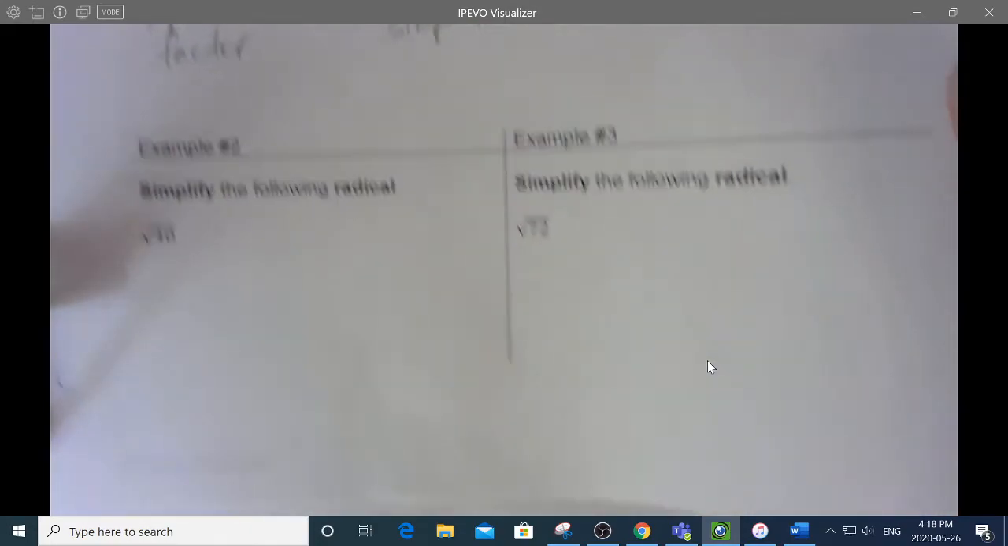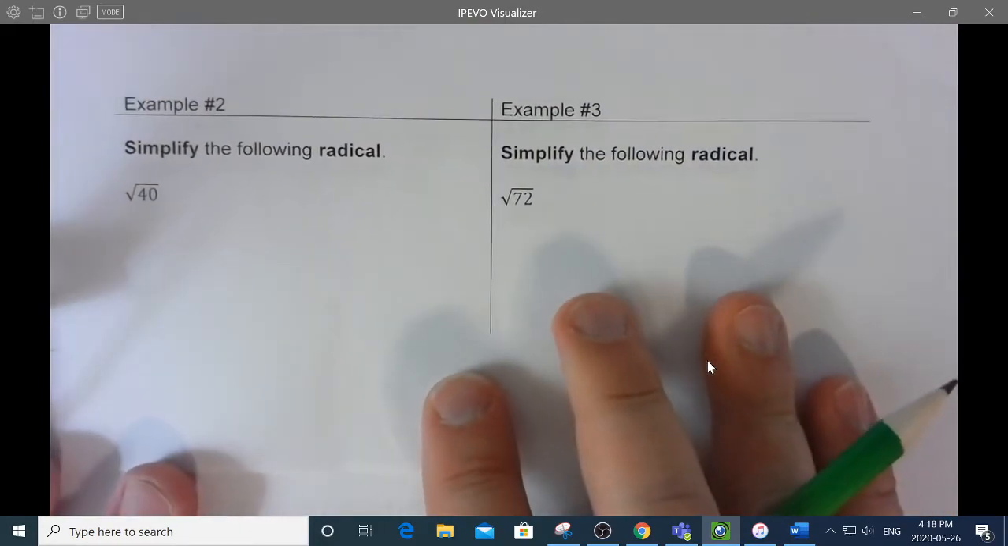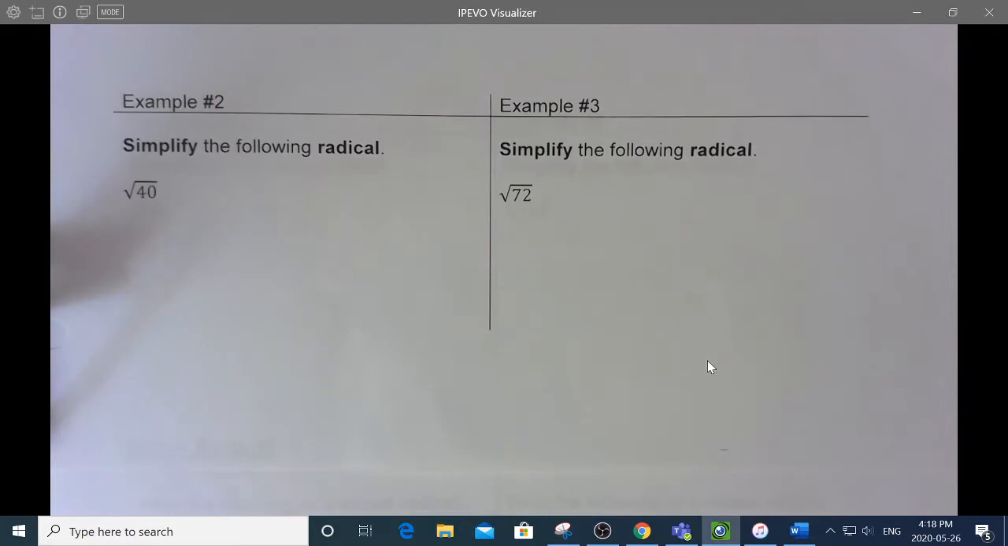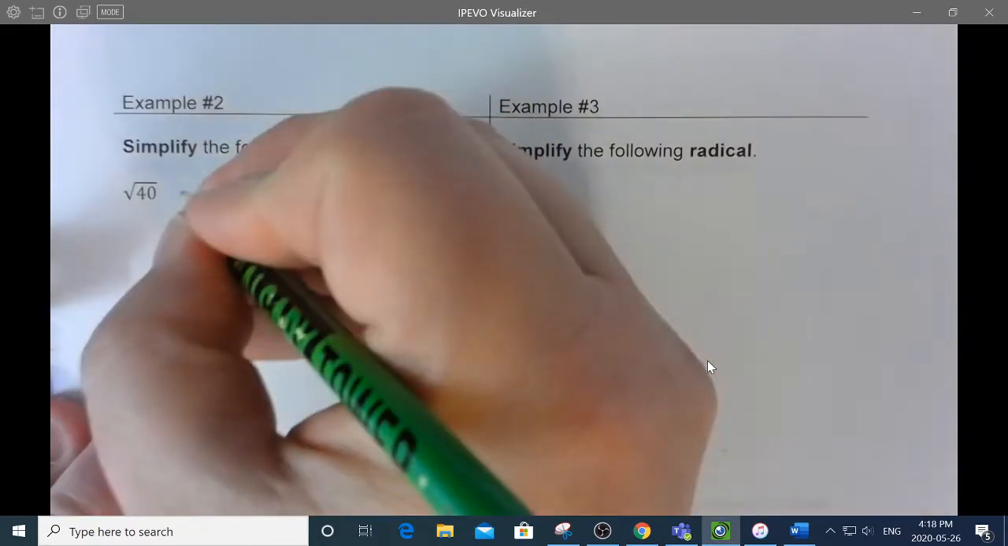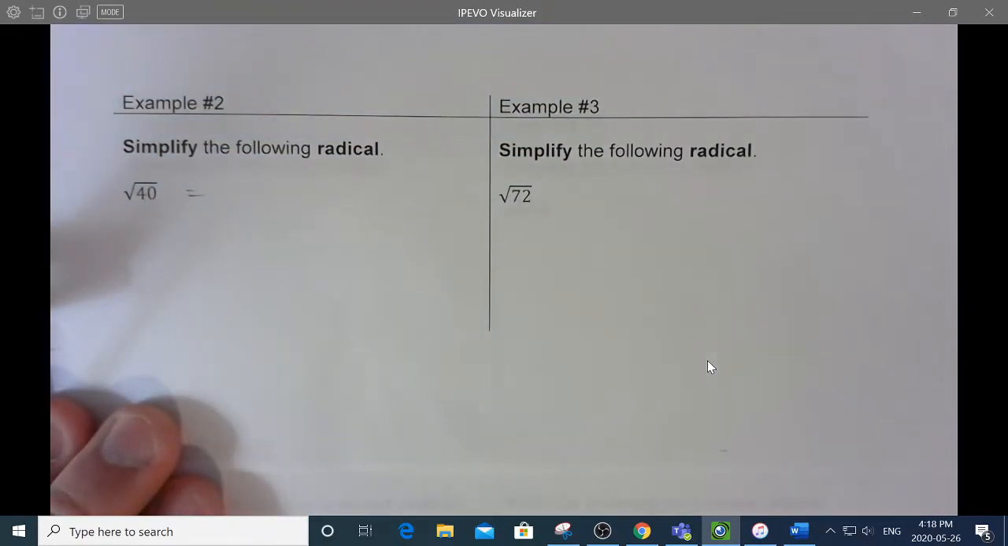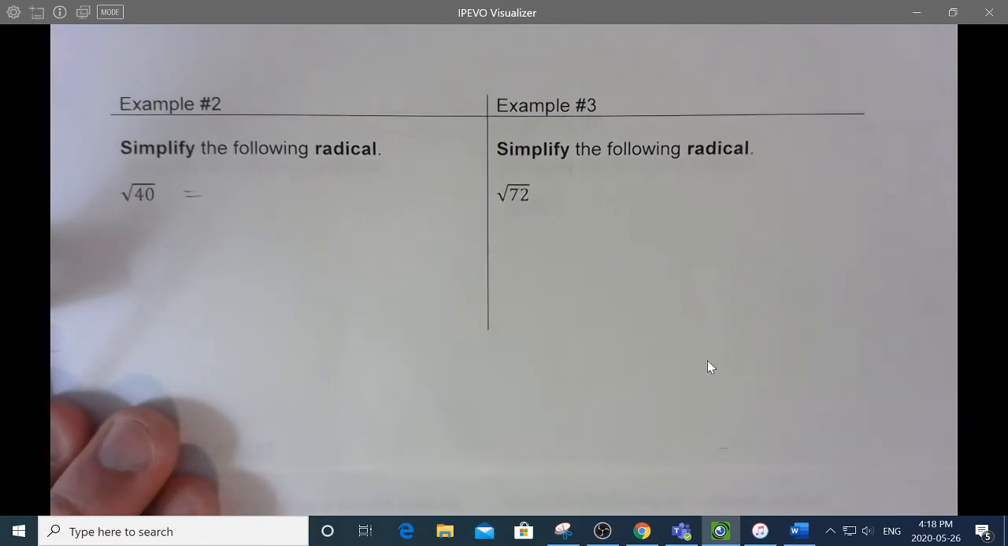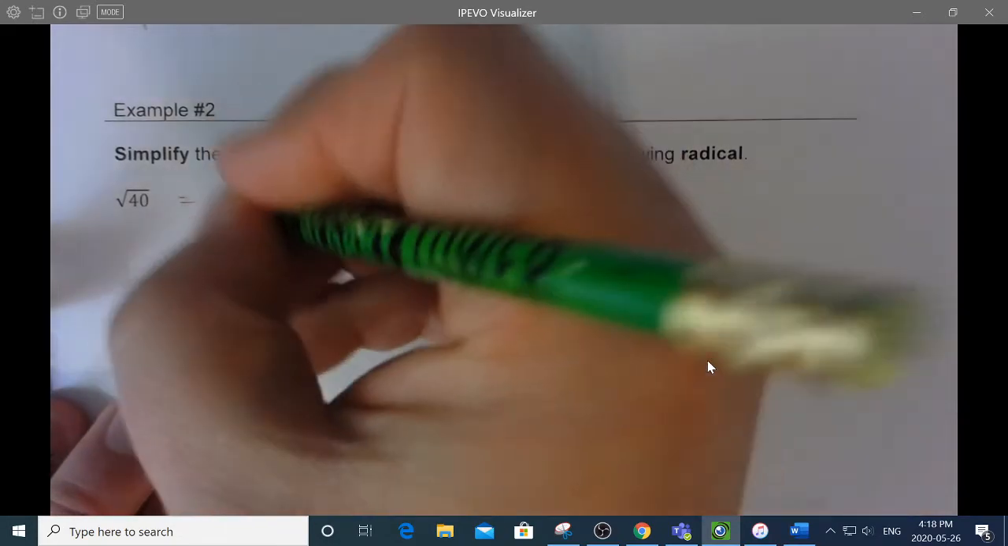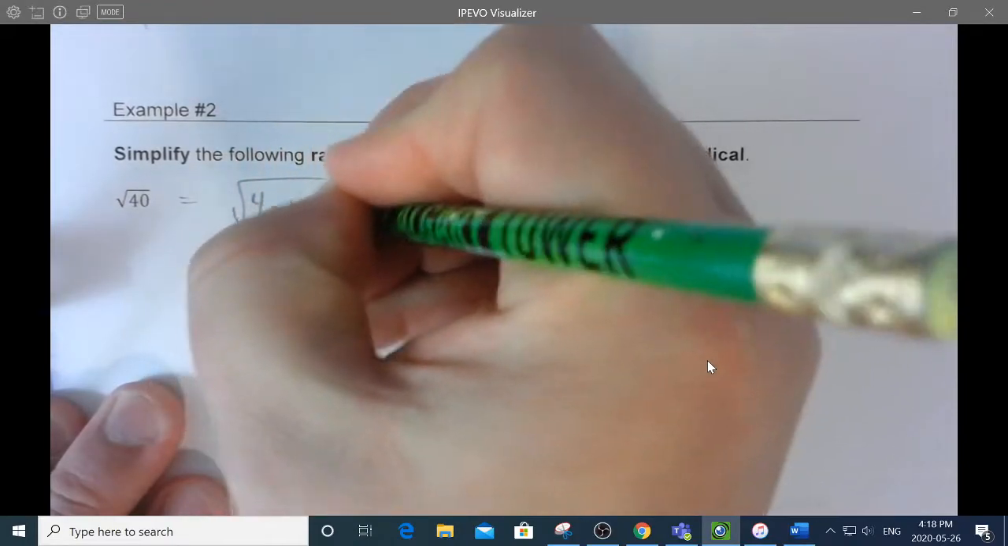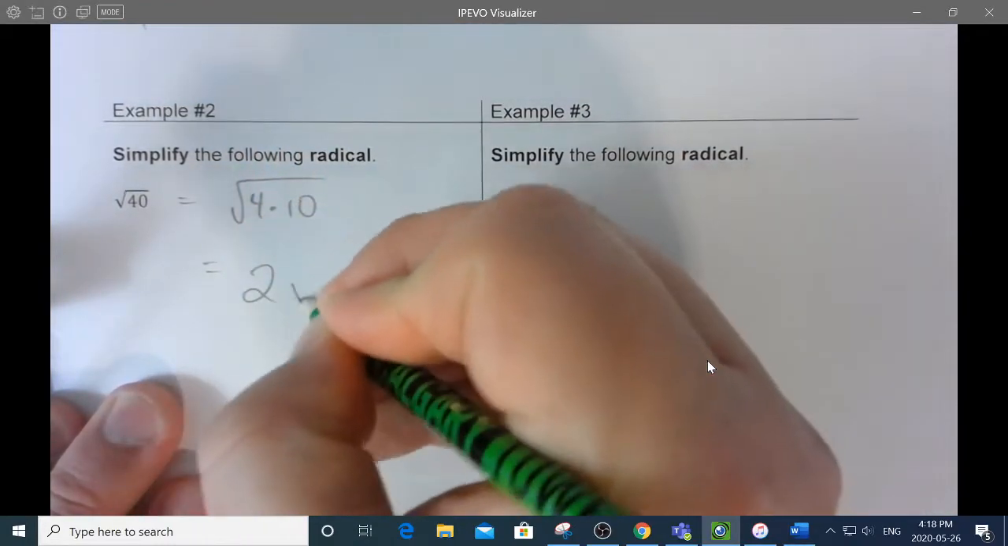If that was really easy for you to understand and follow, by all means feel free to pause the video and try these for yourself. Did you try them? All right, let's see. What's the biggest perfect square in 40? Well, 40 has a 4 in it, and that's it. The next perfect square after 4 is 9. There's no 9s. Then there's 16. There's no 16s. And then 25. Nope. So it is going to be the square root of 4 times 10, which is 2 times the square root of 10.